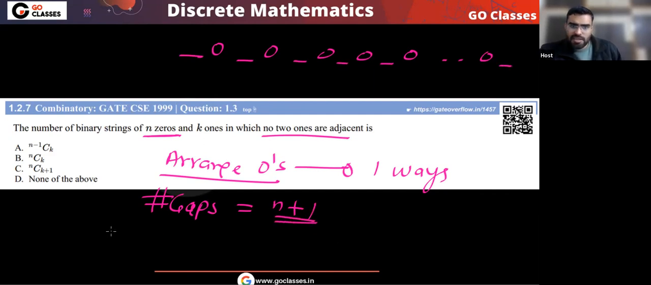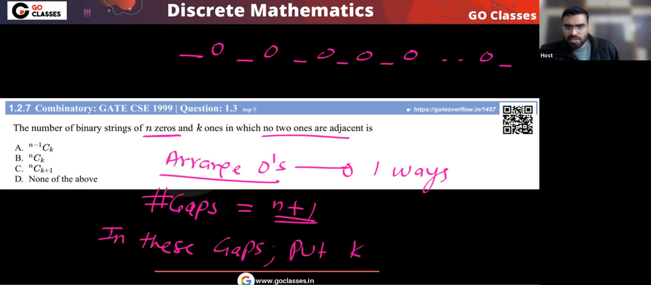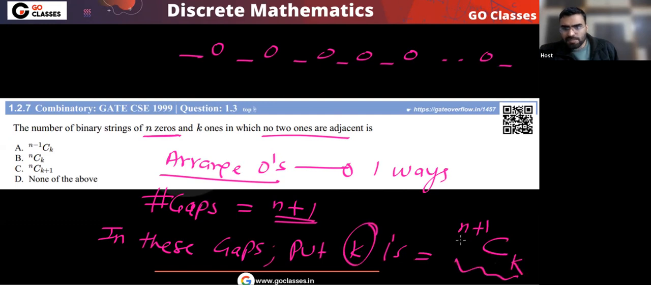In these gaps, arrange ones. In these gaps, put k ones. So from these n plus 1 gaps, select k gaps, and in these gaps you put ones, something like this. So here the answer will be n plus 1 C k. So the answer is none of the above.